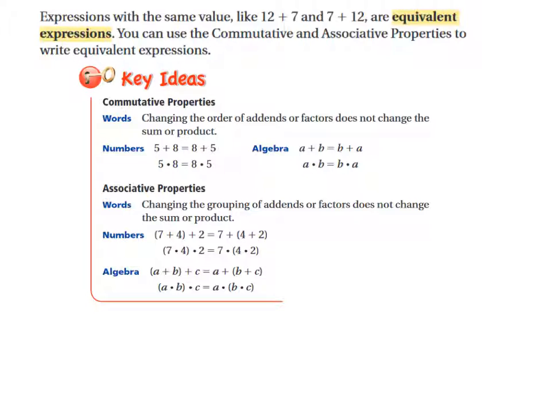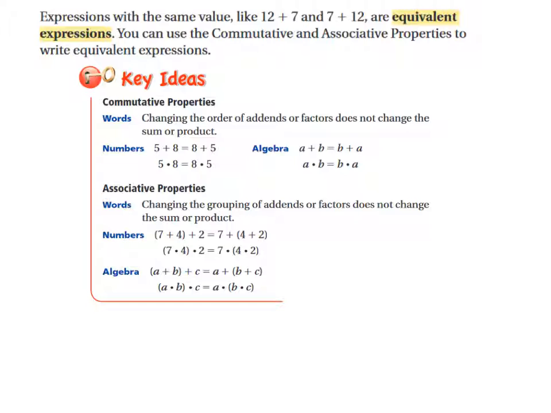Commutative properties. Changing the order of addends or factors does not change the sum or product. So in numbers, if you have 5 plus 8, it equals 8 plus 5, and 5 times 8 equals 8 times 5. You can change the order and it doesn't change the answer. In algebra, a plus b equals b plus a, and a times b equals b times a. Again, changing the order doesn't change the answer. This is only true for addition and multiplication.